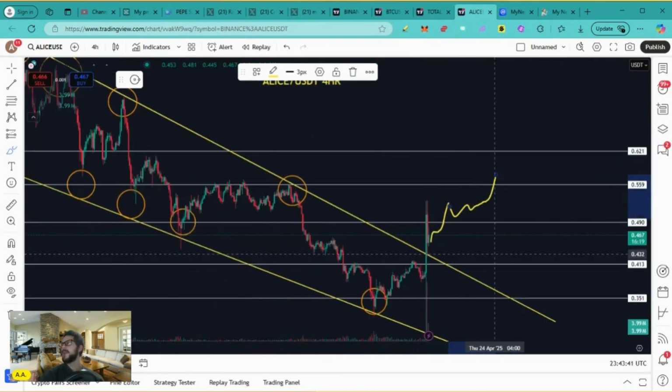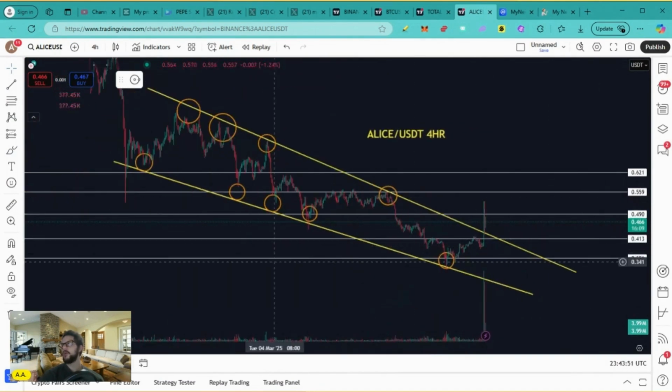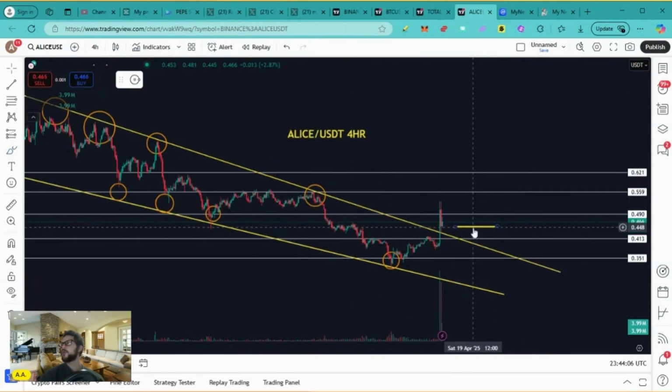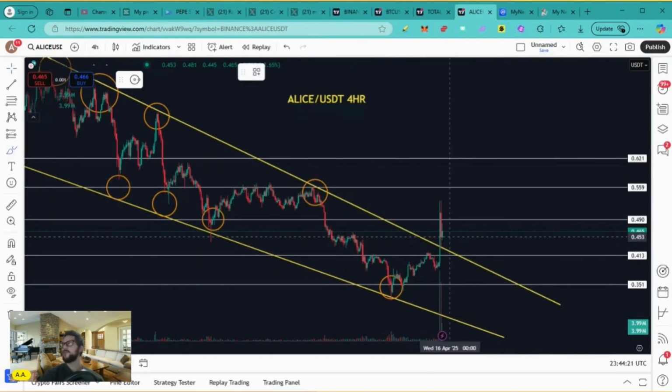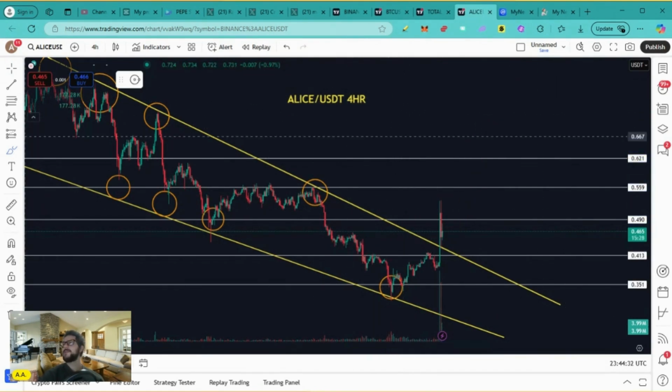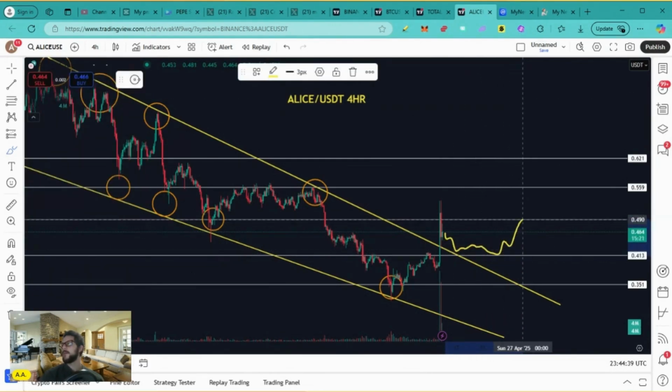Now, when it comes to Alice, Alice has shown some kind of strength compared to other altcoins. And this breakout that occurred earlier today was a very bullish sign. However, because the market conditions are not the best right now, I am not expecting Alice to pump and hit all the targets right away. It might happen, but it's not very possible. What we might see could be some kind of consolidation, maybe a pullback, some kind of rejection here before the next leg up. This is very, very possible.